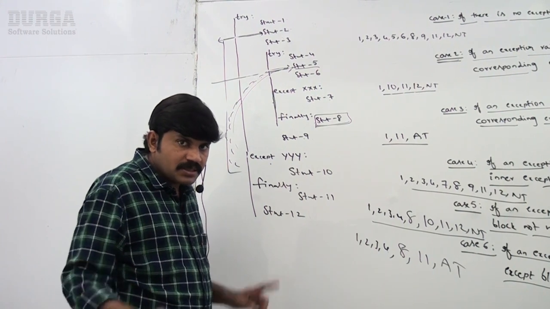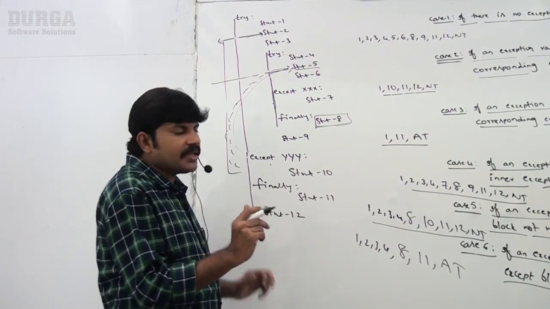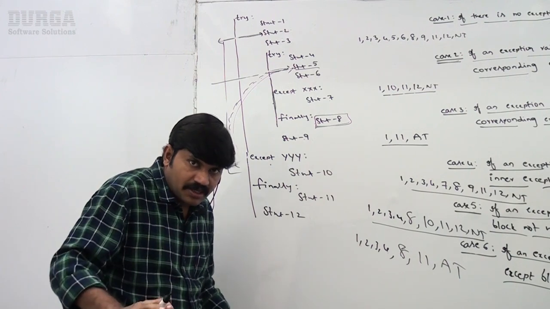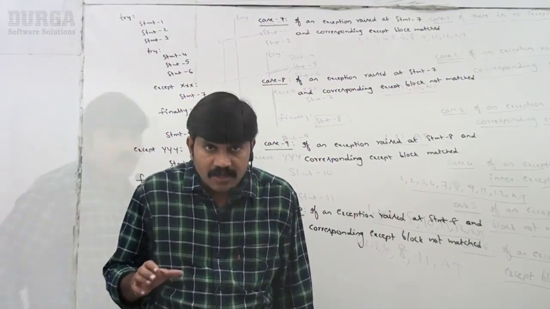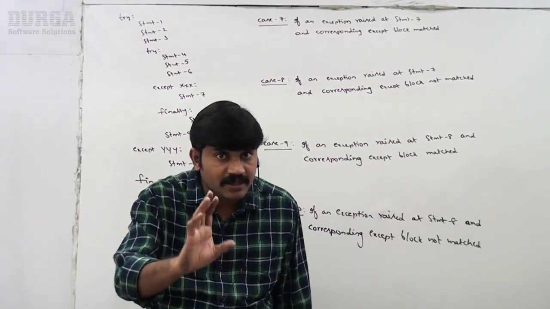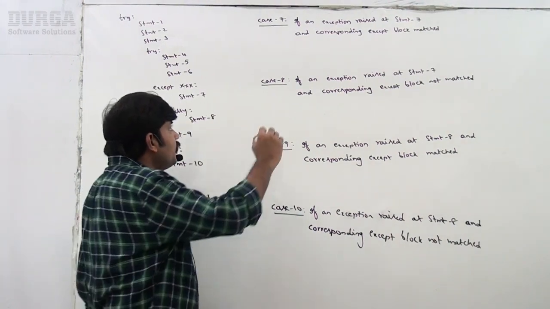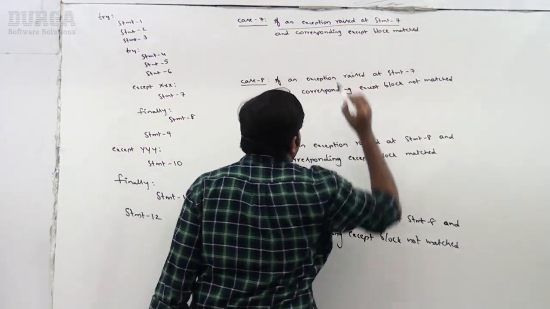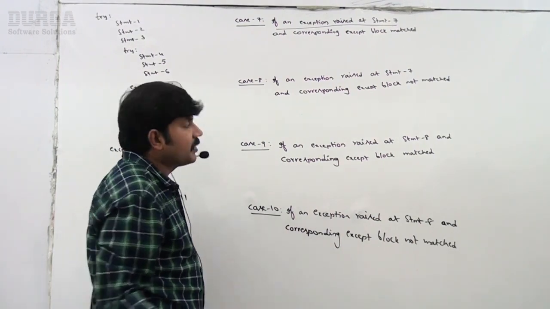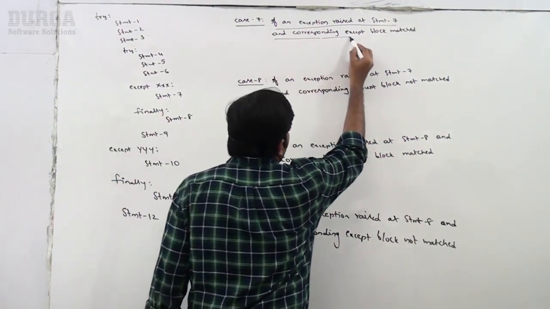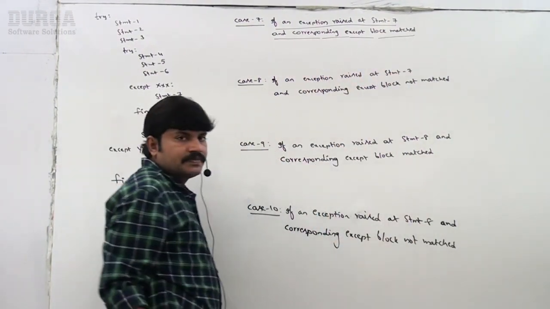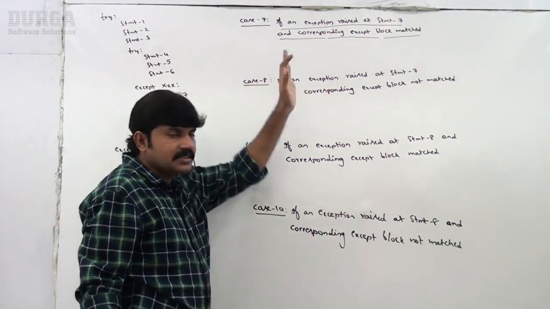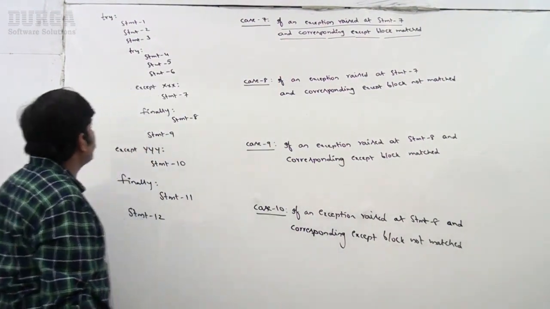So up to these 6 cases, it is better to analyze every case so that you people can get much clarity. Any doubt up to this? Sir, now observe the next set of cases. If an exception rises at statement 7 and the corresponding except block matched. Now observe very carefully, sir.